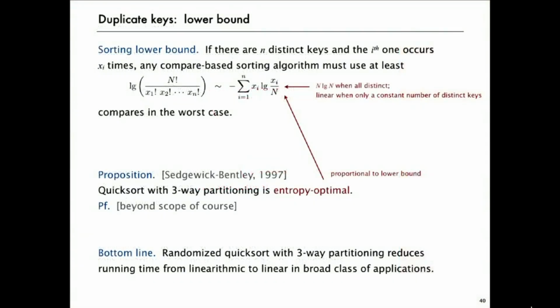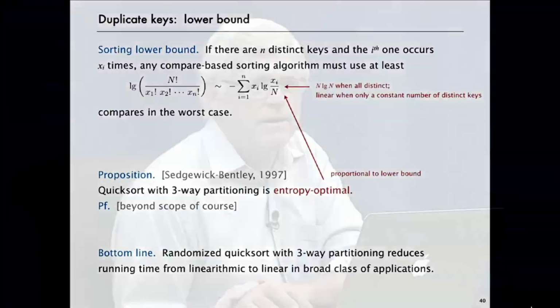And the bottom line is that if you randomize the order and use three-way partitioning, then there's a lot of applications where your sort routine is going to be linear, not n log n. So it'll be much faster than merge sort and other methods for really a broad class of applications. So taking a look at equal keys carefully is something that can lead us to very efficient QuickSort implementations.